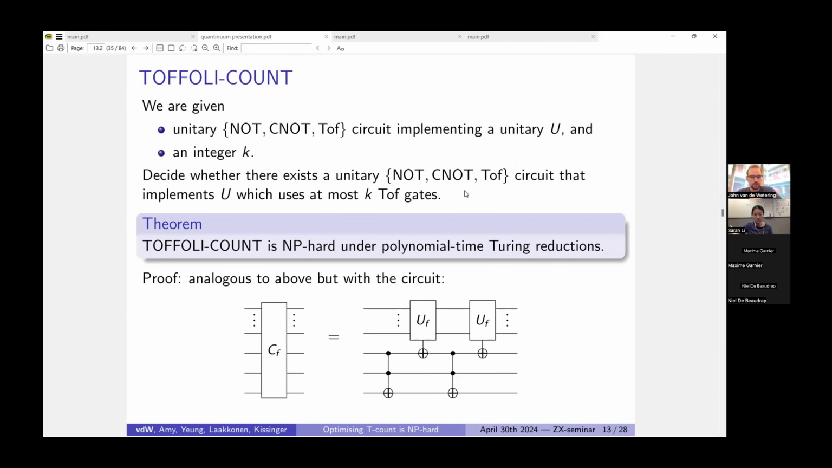And this is again NP hard. And the proof is quite analogous to the previous one. We just slightly changed the circuit we're working with. So we're changing CF to the following circuit. And here we can also check that if F is always satisfiable or never satisfiable, then this is a Clifford circuit, and otherwise it is never a Clifford circuit. And that is enough information for us to make the reduction.